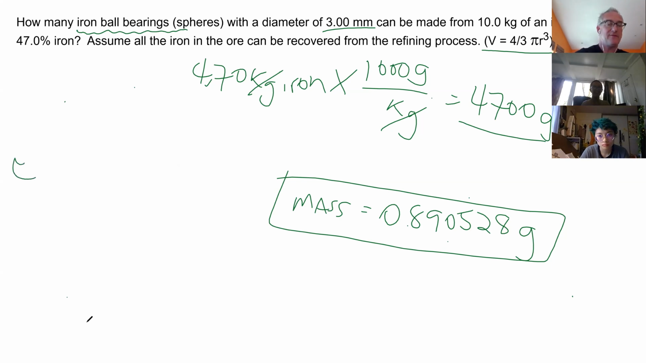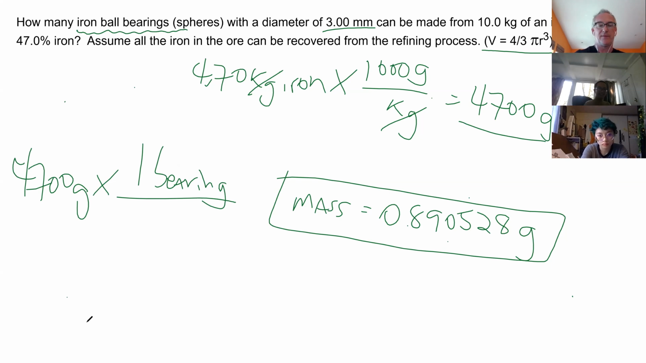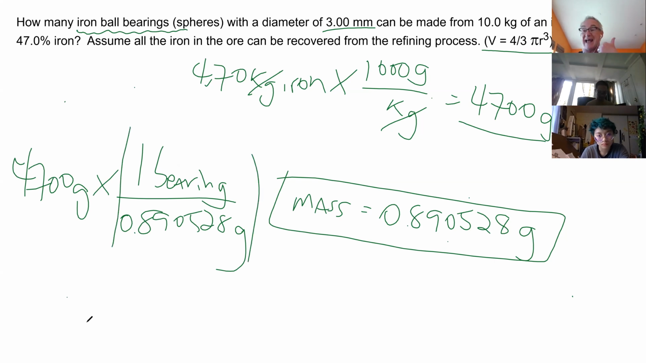So I take my 4,700 grams times one bearing, or one ball, over 0.890528 grams. Yes, I always want a thing. I need to have a unit there when I do a unit conversion, or else I'm not doing a unit conversion. So remember, every time we do one of these unit conversions, it has to equal 1, because we're not changing the number, we're just changing the unit. So we have to multiply by 1. So 1 bearing has to equal whatever I've got here on the bottom.